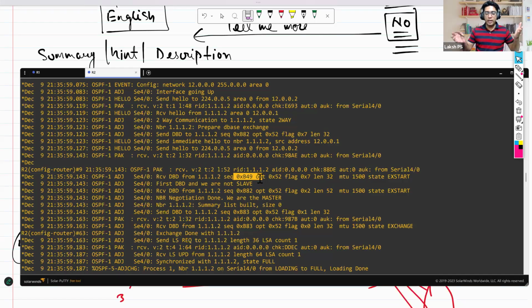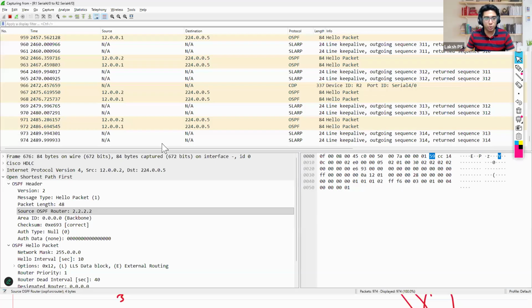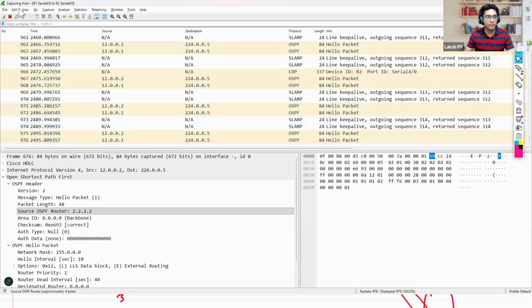And when R1 receives R2's hello message, it sees that R2 obviously has a higher router ID, and hence the DBD sequence number that is given by R2 should be used. Let me show you that over here.